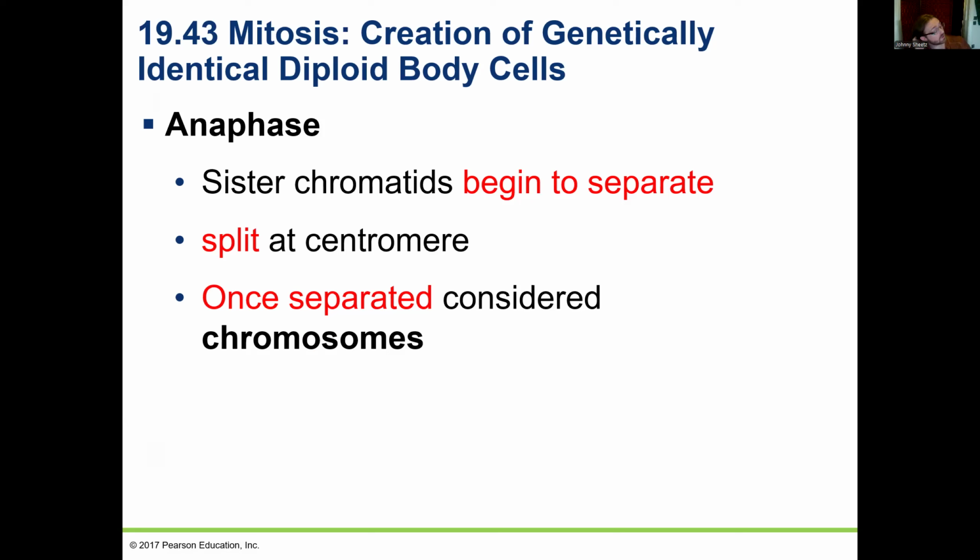Then we have anaphase. I remember this one because Anna's the sister in Frozen that freaks out and gets separated from the other sister. So sister chromatids begin to separate. They split at the centromere. And then once separated, they are considered individual chromosomes, even though they haven't really changed much other than being broken off from the sister chromatid.